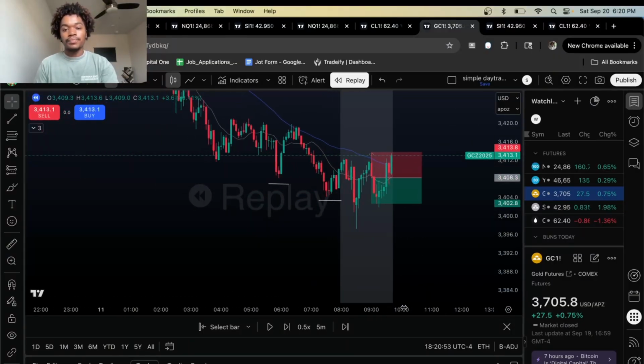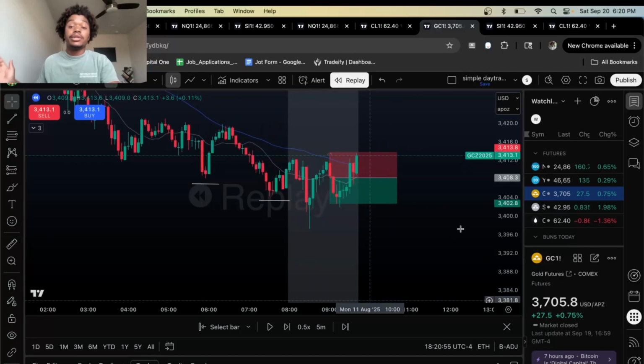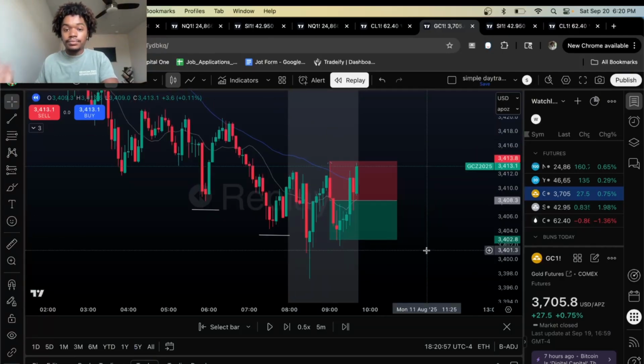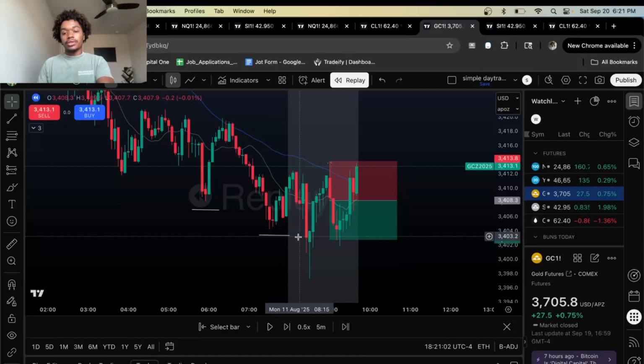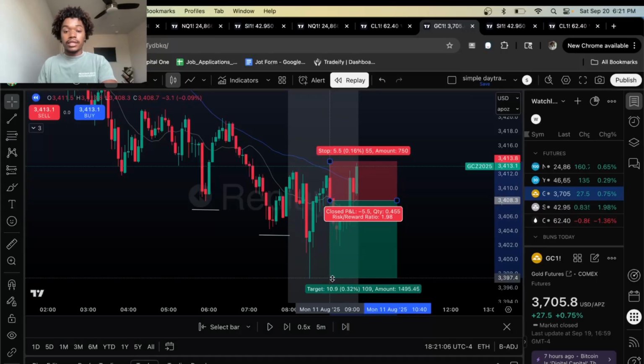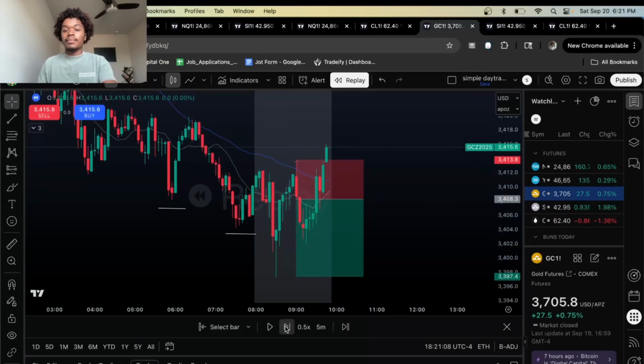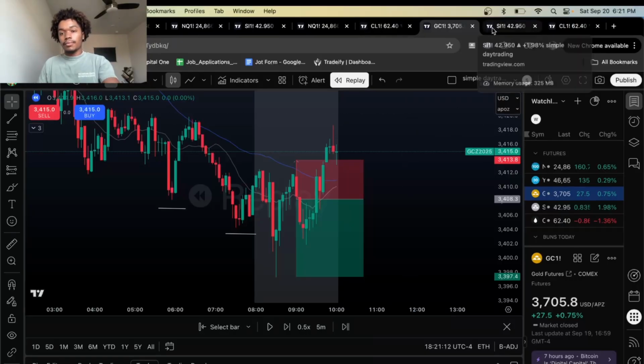We hit the 1-to-1. Nothing else. That's it. And we're more confident in this setup because it actually broke structure during our session. Now, some people would say, yeah, we should target down here, but in my case, I like going for my 1-to-1s, being in and out the market.